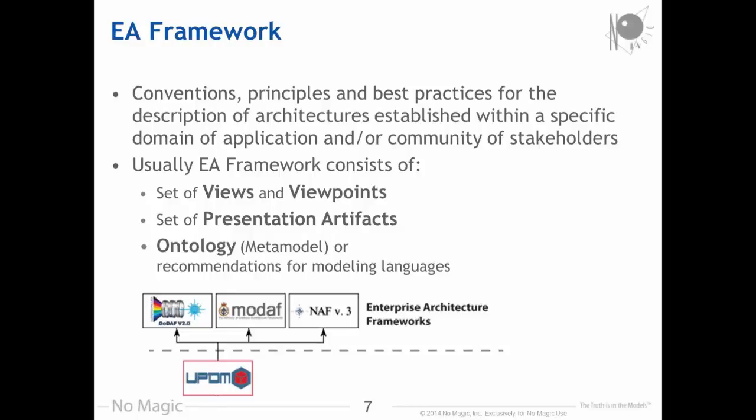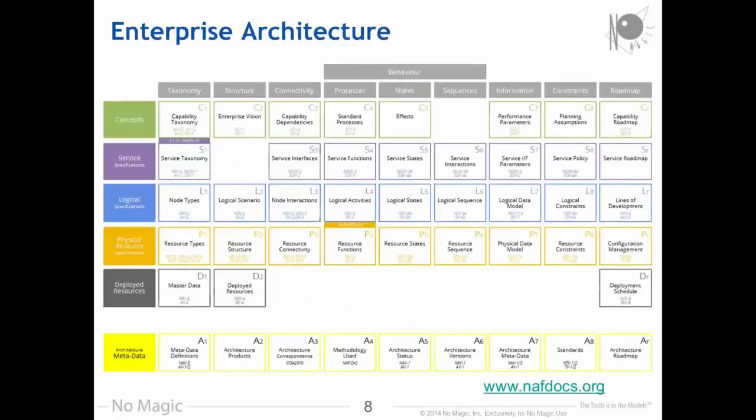Why is enterprise architecture useful? Because it contains conventions, principles, best practices, also a set of views and viewpoints, presentation artifacts, and ontology. How can we use that in our projects? Here you can see the new phase of the NAF4 project and its structure.